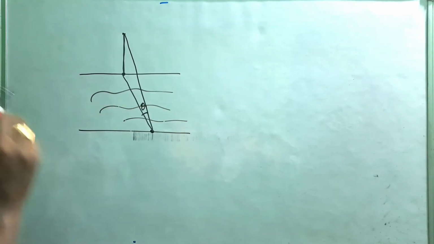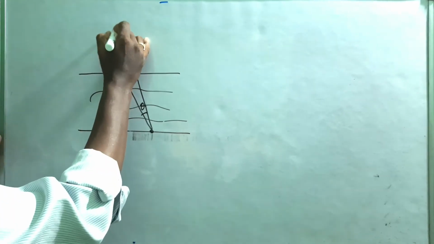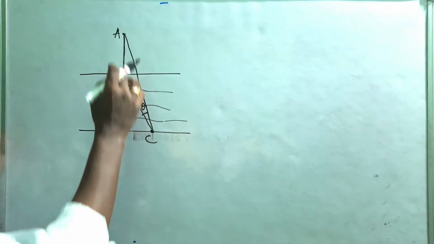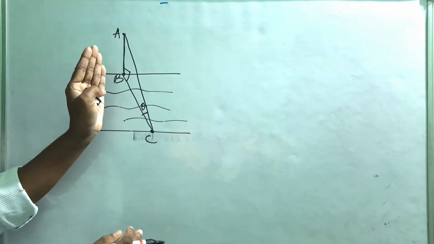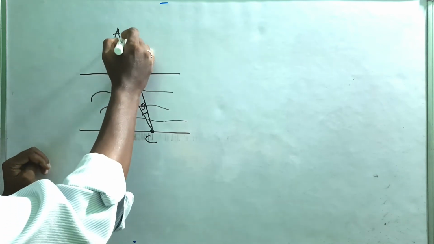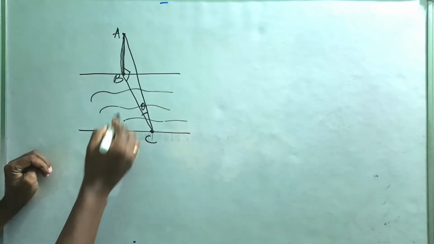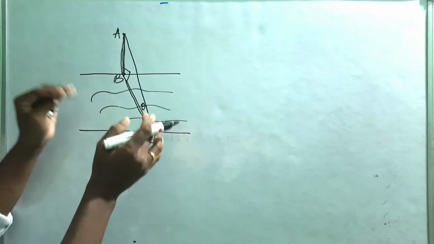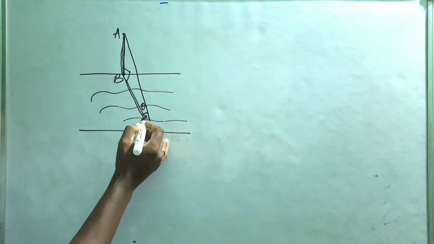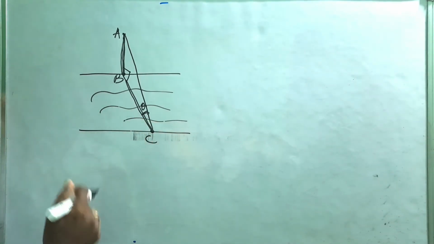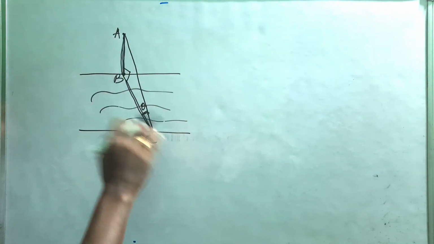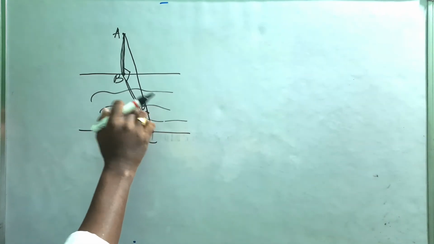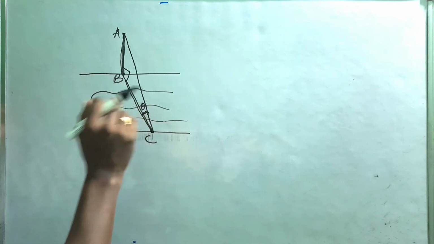Now this is the pole. Suppose this is ABC. Now this ABC becomes a right angle triangle, and this angle will be 90 degrees. AB is the pole, and BC is the width of the river. This is the angle theta. You can find the angle by using any device or by any means. It is possible to measure the angle theta.